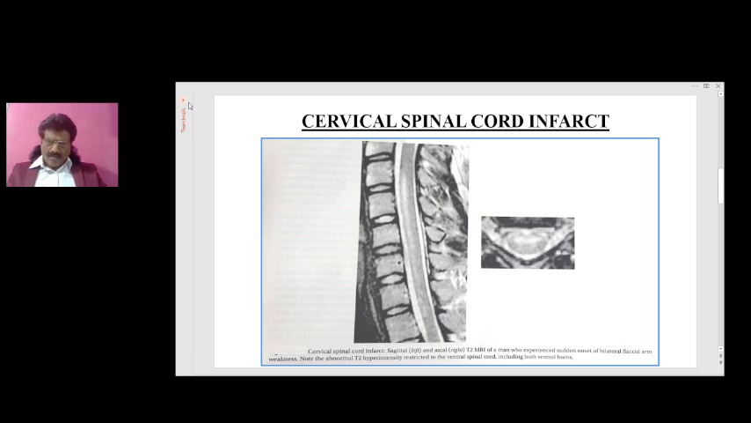When we talk about the spinal cord infarction, the cervical spinal cord infarction, here you can see the sagittal left and axial right T2 MRI of a man who has experienced a sudden onset of bilateral flaccid arm weakness. Note the T2 hyperintensity restricted to the ventral spinal cord. So this is the ventral spinal cord, you can see here, and it is also seen in both the ventral horns.